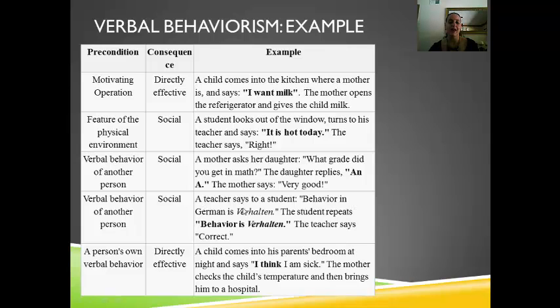Teacher says to a student, "Behavior in German is verhalten." The student repeats, "Behavior is verhalten." The teacher says, "Correct." So here we can see that the student is learning a vocabulary word because the teacher is modeling it for the student, and the student is repeating it, right? So here, the stimuli is the teacher modeling the vocabulary word, and the response is the student repeating it correctly.